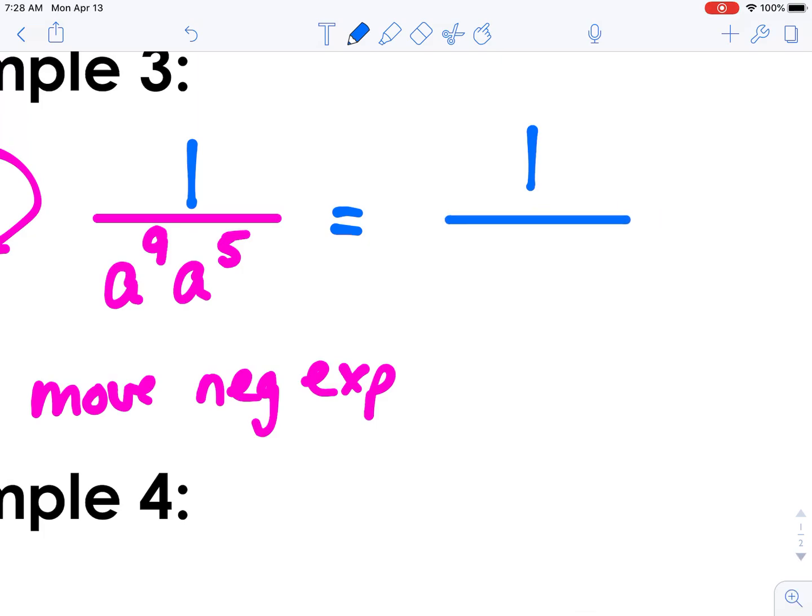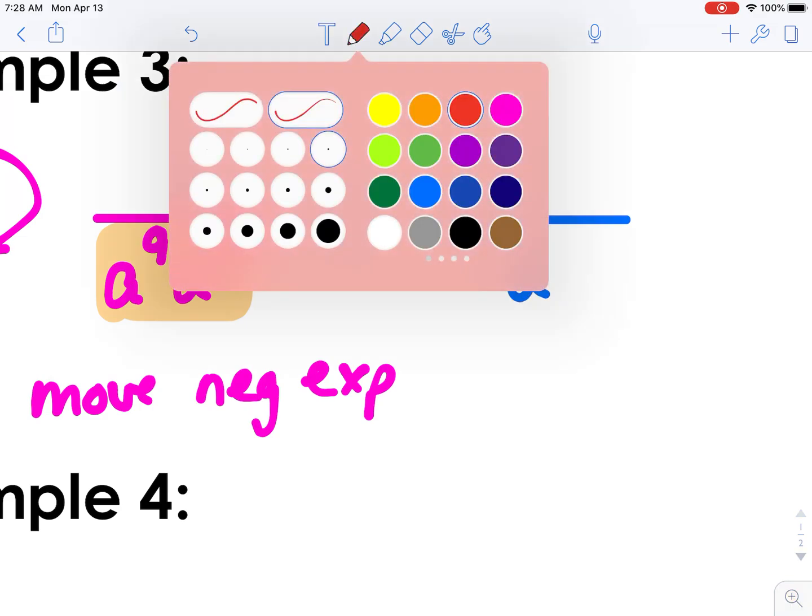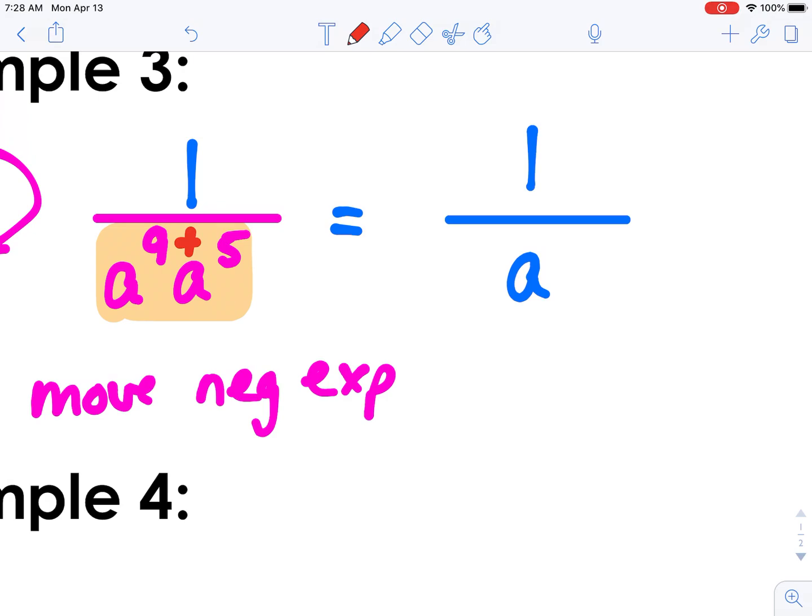Do you remember your multiplication rules from the other day? When you multiply same base, do you remember what you do to your exponents? You're going to add your exponents. 9 plus 5 is 14.